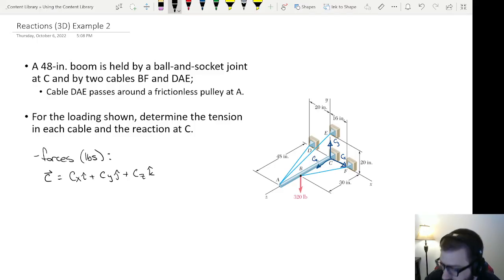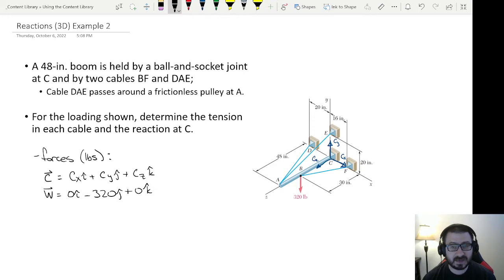Now, one vector we are aware of, though, is the weight. By weight, I'm referring to that 320 pounds, and that's just going to be 0I minus 320J plus 0K. So that's a force we know, and then the C vector corresponds to a force that we don't know.